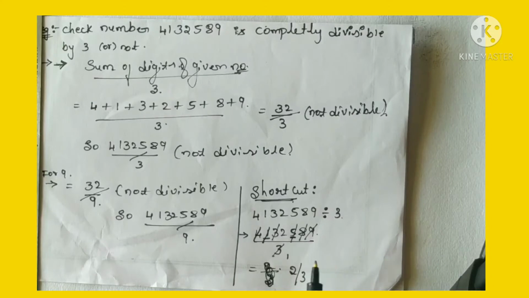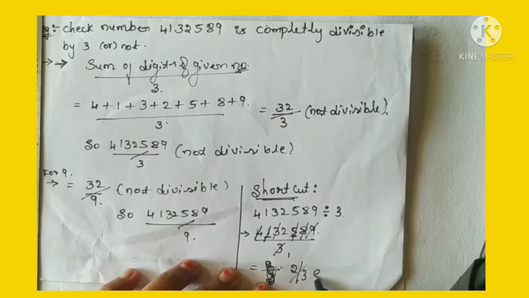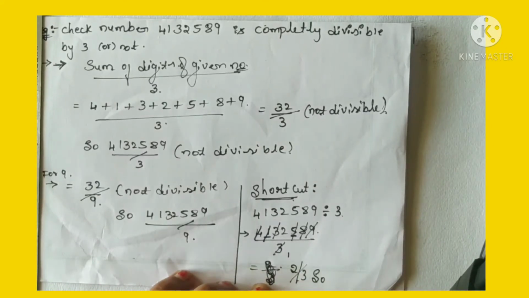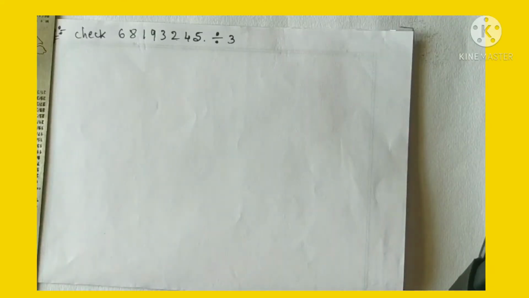Now the remaining number is 2. This 2 is not divisible by 3. So if it is not divisible, the given number is also not divisible by 3. So 4, 1, 3, 2, 5, 8, 9 is not divisible by 3. Now based on this rule, the divisibility rule of 3 and 9, I will solve some more questions.